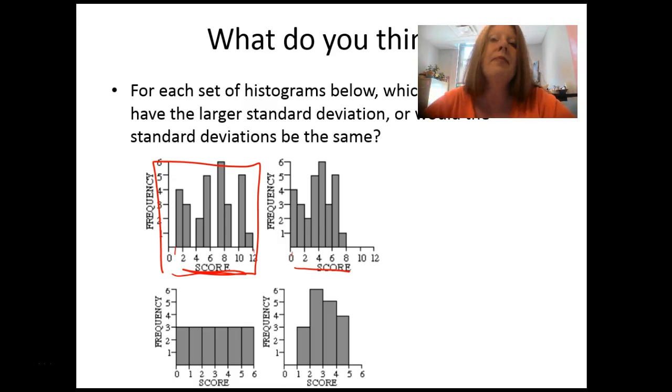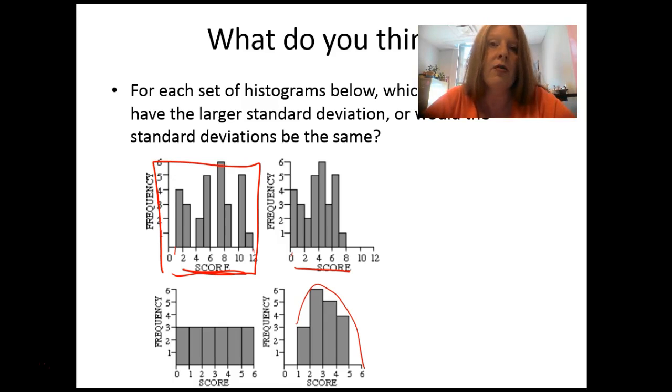Now, the second two might be a little bit more tricky. So again, think about whether in one of the distributions we'd have more data falling closer to the mean than in the other distribution. Or is there one distribution where there's more data falling further away from the mean than in the other distribution? So some of you might be looking at the second distribution and saying, well, it's really bumpy here. To me, that means more variability.